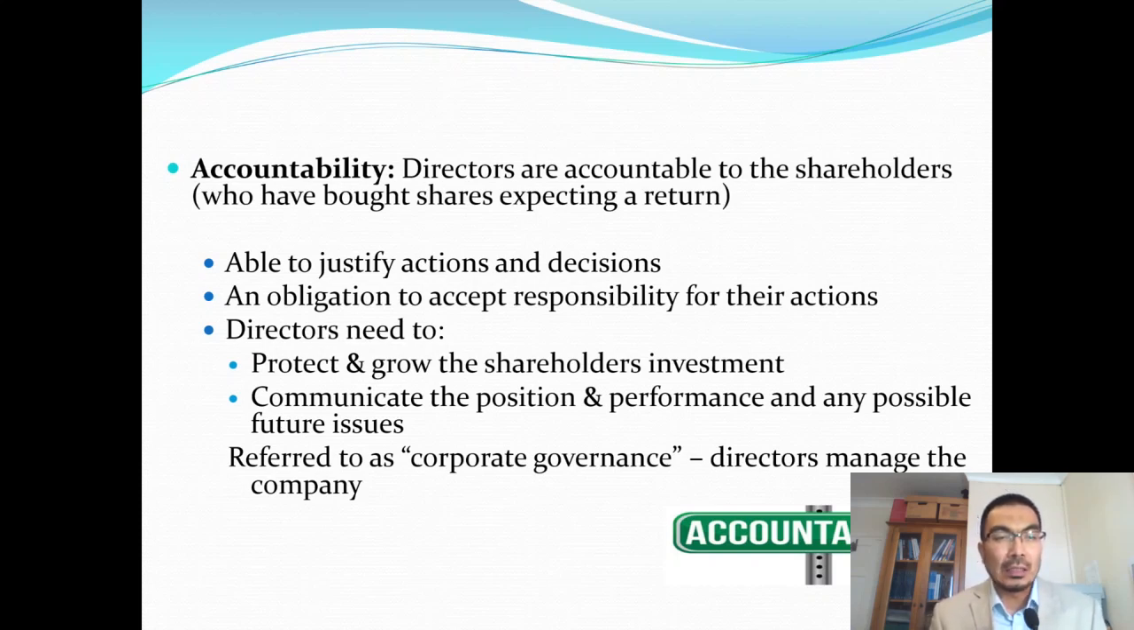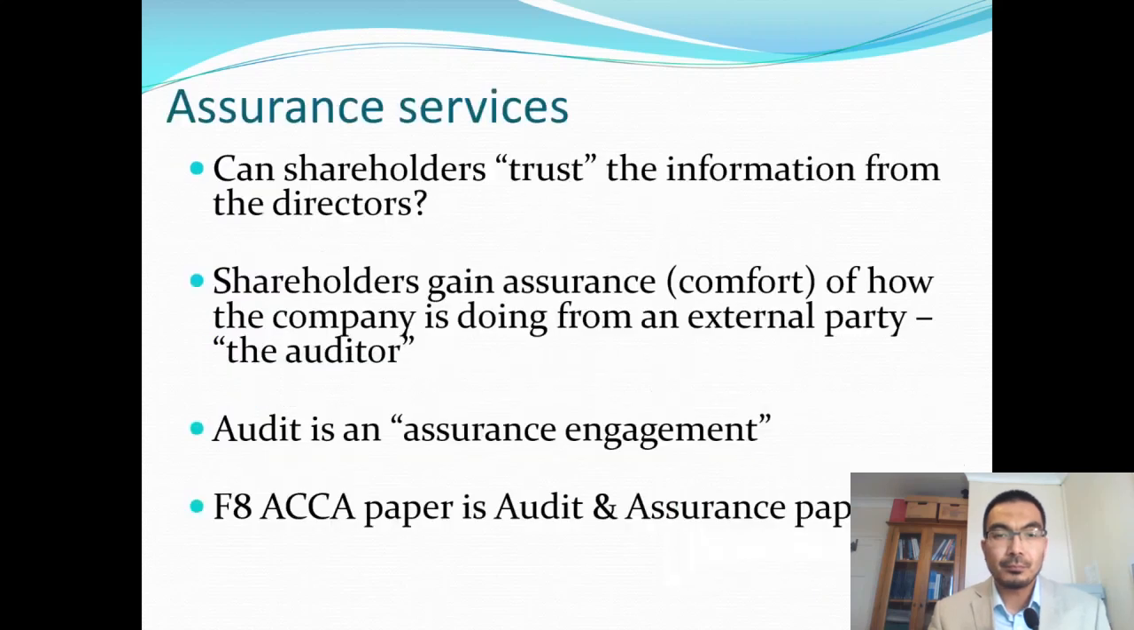So the directors need to communicate. The position means the statement of financial position. Performance is the income statement, or any possible future issues. We will talk about corporate governance in later chapters. Also we have mentioned assurance services. Many of the requirements in relation to corporate governance necessitate communication between the directors and the shareholders.